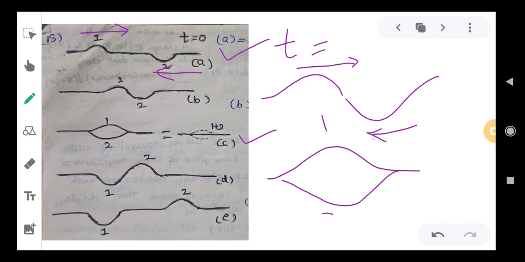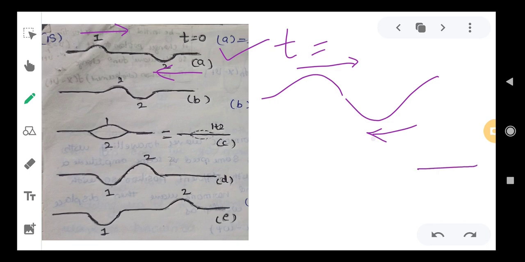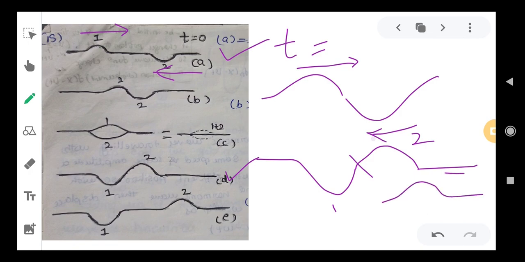First one overlaps with the second one. When the overlapping of this takes place, then the resultant displacement will be zero. In the third condition, when the resultant displacement becomes zero, both the wave pulses change their direction. Second one downward is upward, first one upward is downward. Second and first change their direction according to D. Then according to E, it is moving outward in this direction, and it is also moving in this direction.